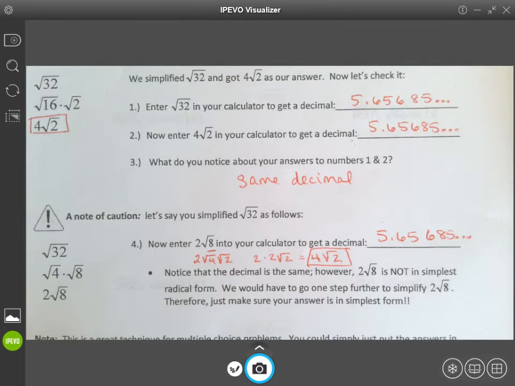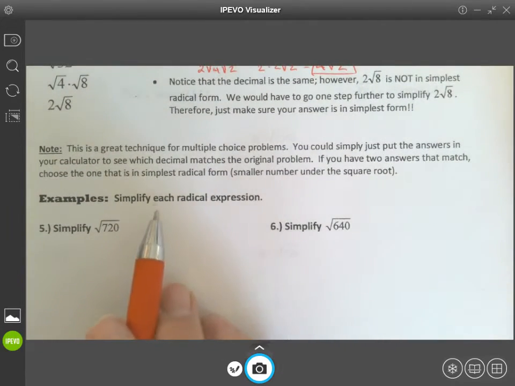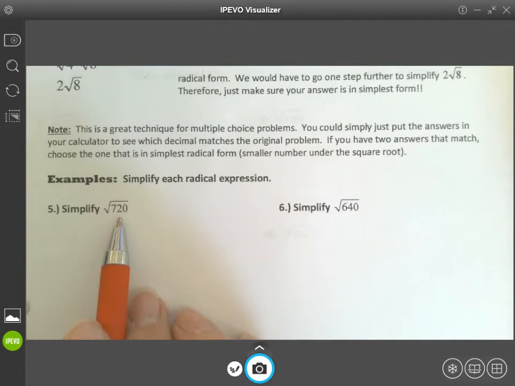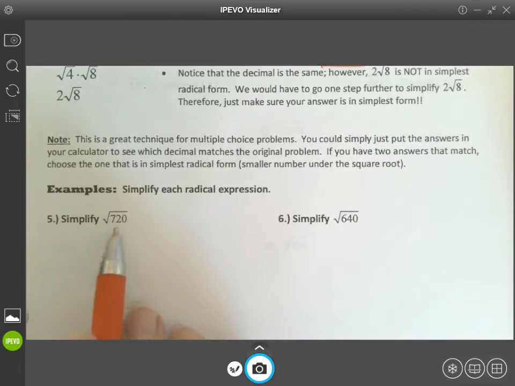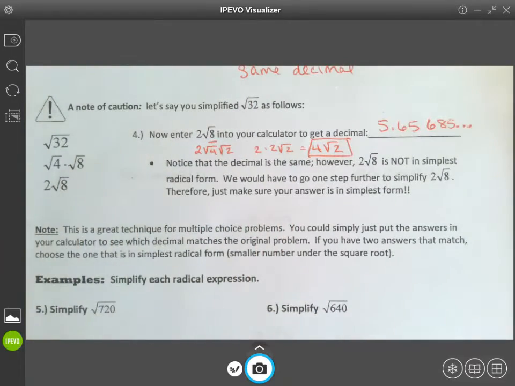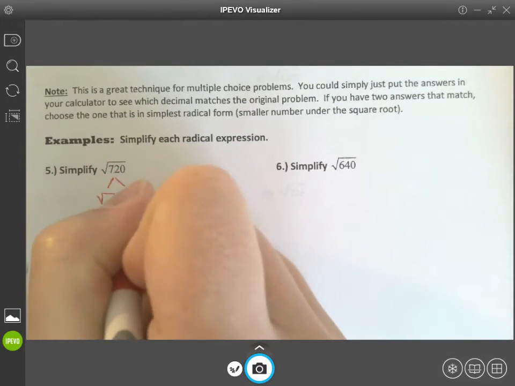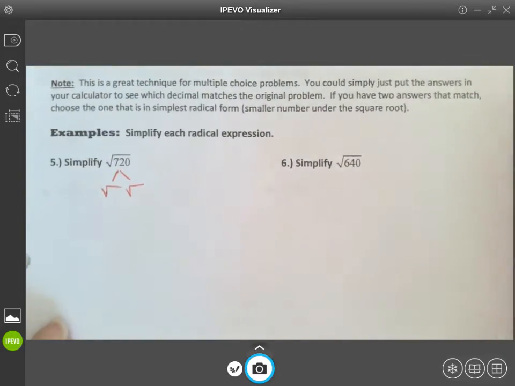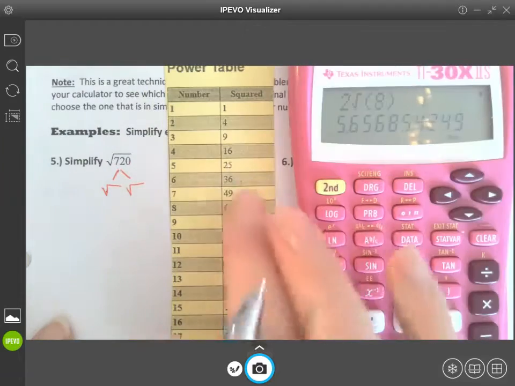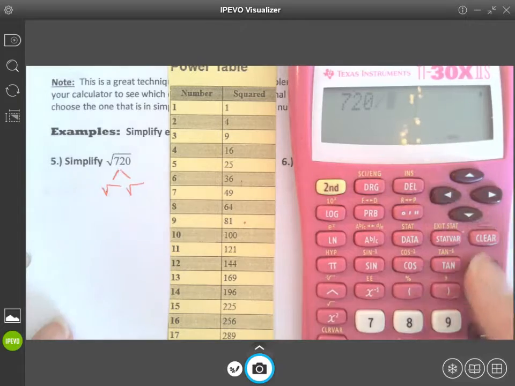Now, if we jump down, this is nothing new. If this is not multiple choice, I have to just jump in and break it down. But if it's multiple choice, I could try to see if the decimals were the same, but I have to watch that I don't get more than one the same decimal. All right, so 720, what is a perfect square that goes into 720? Well, 35. No, 35 is not a perfect square. I was going to go with 36 as a perfect square. So let's try 36. Take 720 divided by 36.